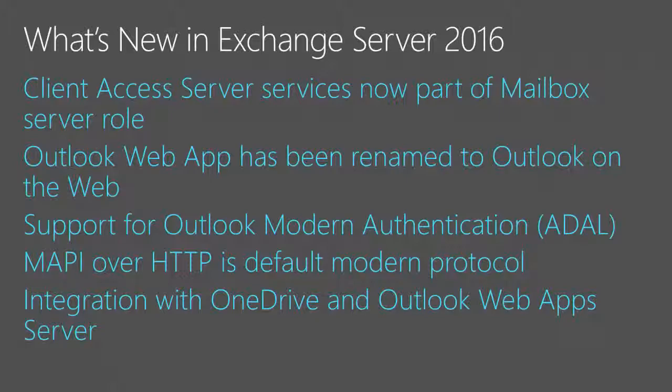We also now support in Exchange 2016 Outlook's modern authentication, which is based on the Active Directory Authentication Library as well. So the modern auth that Outlook took the steps ahead to do in 2013 SP1 and 2016, we are now supporting in Exchange 2016. MAPI over HTTP is now our default protocol. That is supported along with RPC over HTTP, or what we call Outlook Anywhere. But our preferred protocol and our long-term future protocol is MAPI over HTTP.